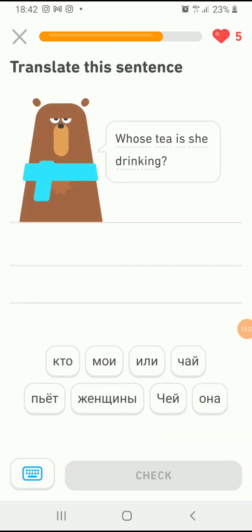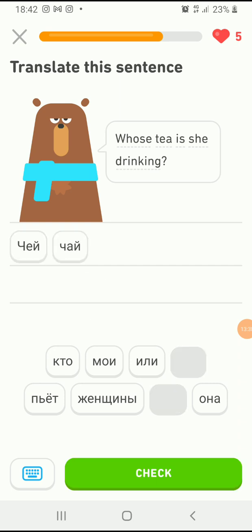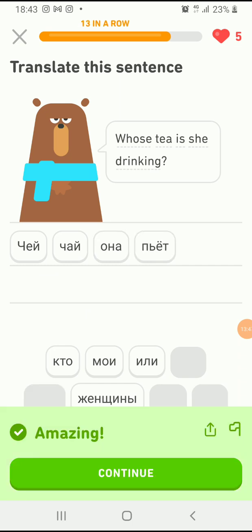Okay. So whose tea is it? How do you say tea in Russian? It's чай. So now how do you say whose for a masculine noun? We say чей. So чей чай. Она пьёт. Пьёт. So, what does that mean? It just means whose tea is she drinking. Чей чай она пьёт?